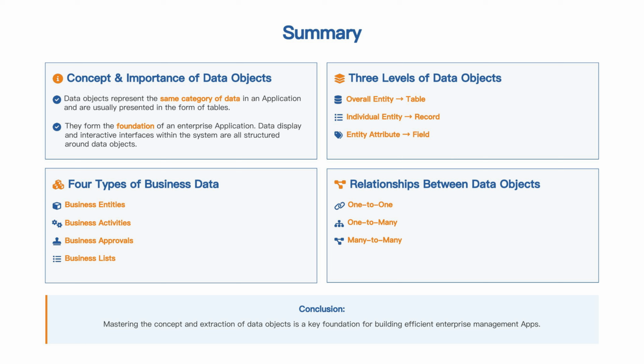These include business entities, business activities, business approvals, and business lists. This helps us quickly identify the data that needs to be managed from actual business operations. Finally, we discussed the 3 types of relationships between data objects: one-to-one, one-to-many, and many-to-many. Understanding these relationships is an important foundation for building data models. The above are the basic concepts and extraction methods of data objects that we need to master. By learning these, we can efficiently build an accurate and useful application.